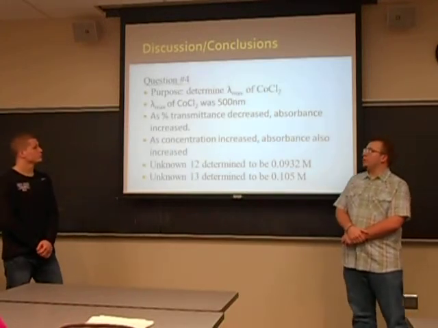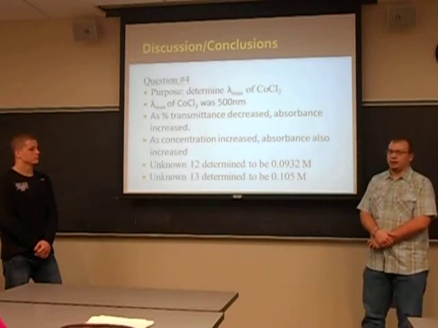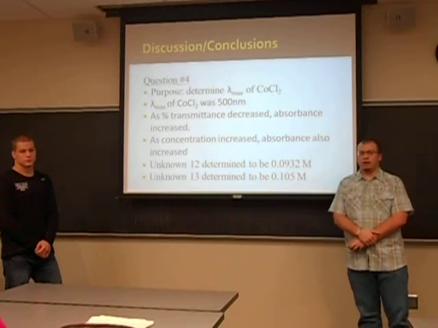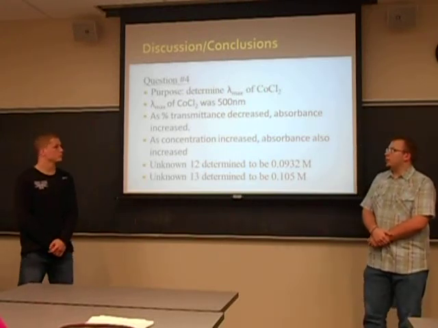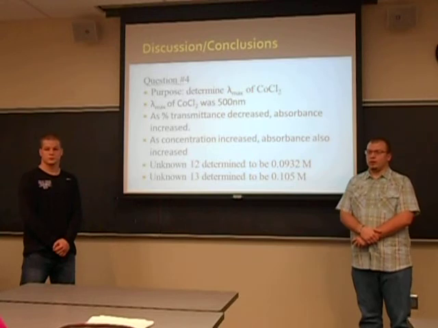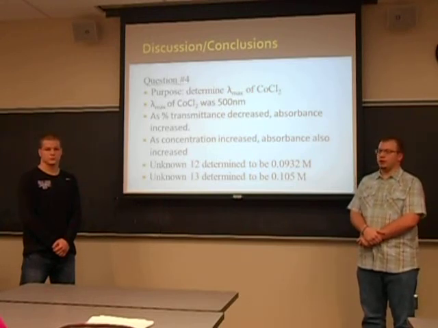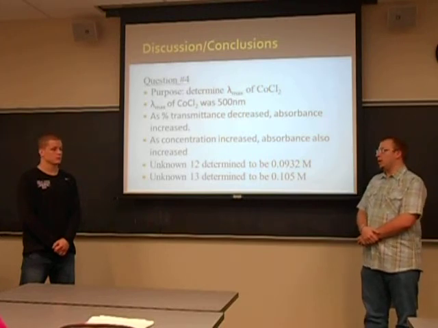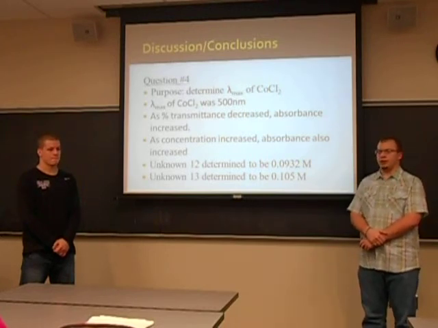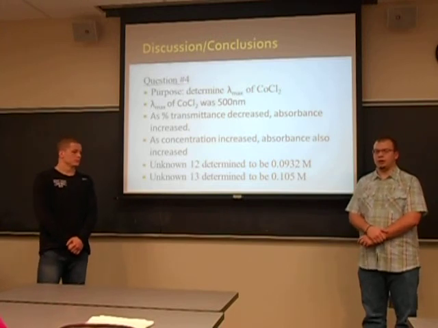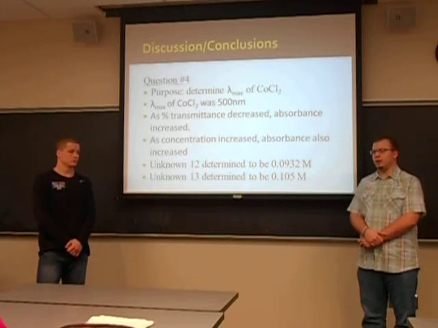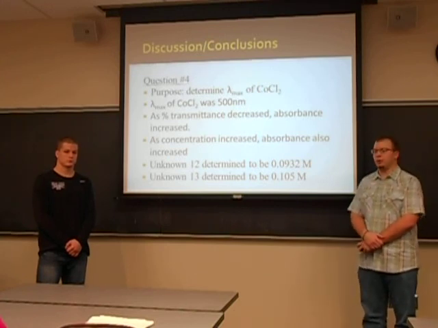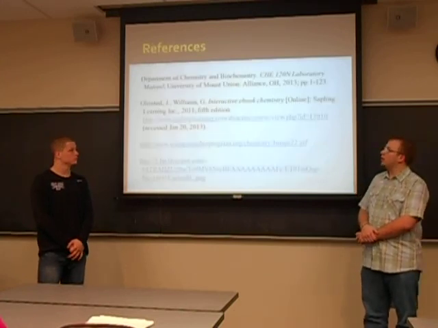We determined the purpose of this experiment was to determine the lambda max of cobalt-2 chloride. We found that lambda max to be at 500 nanometers. As the percent transmittance decreased, the absorbance increased, and as the concentration increased, the absorbance increased as well. These are the trends that we discovered during our experiment. We determined the concentration of unknown number 12 to be 0.0932 molarity, and the concentration of unknown number 13 to be 0.105 molarity. These are references.